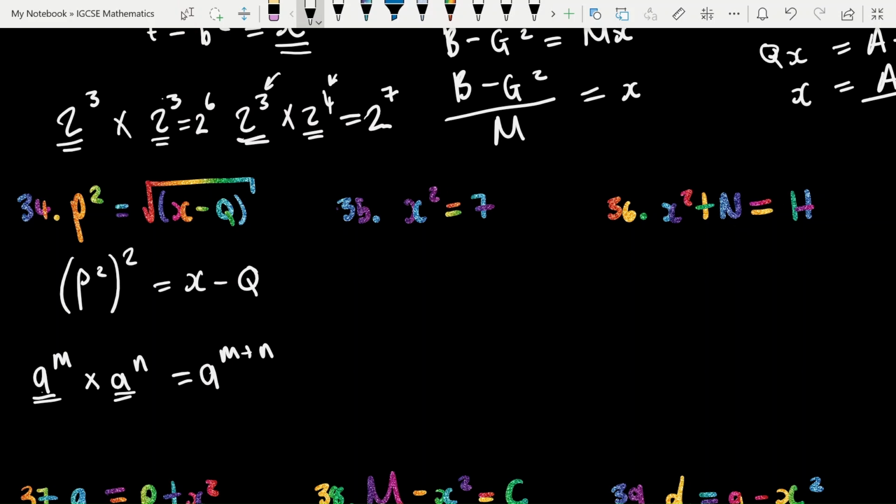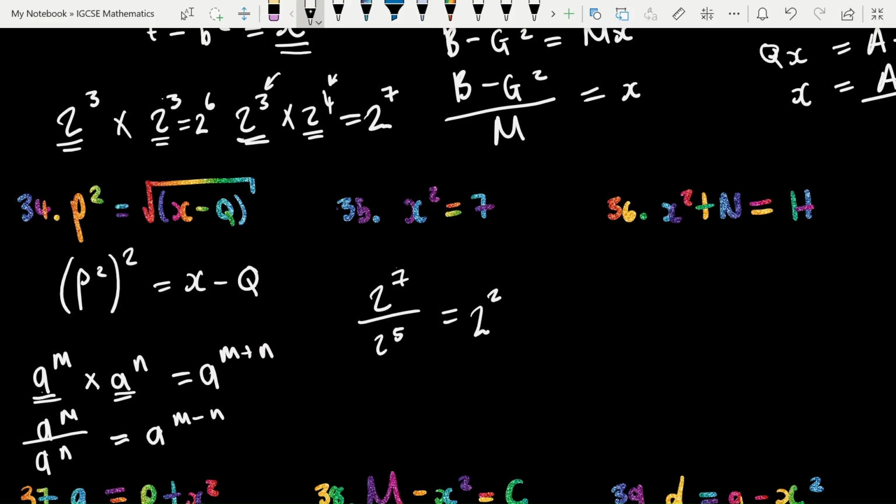That's the first law. Second law says if you have numbers with the same base raised to powers and they are dividing, you subtract the powers. So it will be a to the m minus n. If I have 2 to the 7 divided by 2 to the 5, what do I get? 2 to the what? 7 minus 5, which is 2 squared. And you're done. That's how you do it.